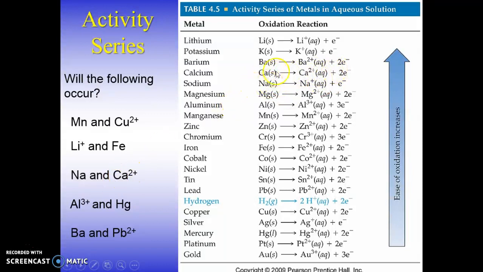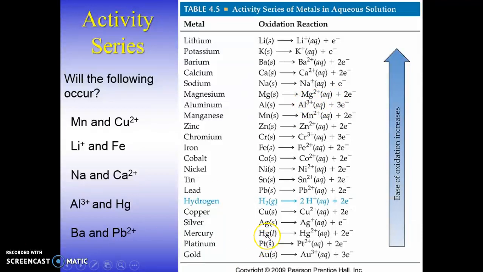Sodium and calcium ion. Sodium's here, calcium is just above it. So calcium is in its preferred state. Compared to sodium, or compared to calcium, sodium is also in its preferred state. So this reaction's not going to happen. Aluminum 3+ and mercury. So aluminum is right here. Mercury is way down here. And they are in their preferred states already. Aluminum's at the top and it's an ion. It's not going to change.